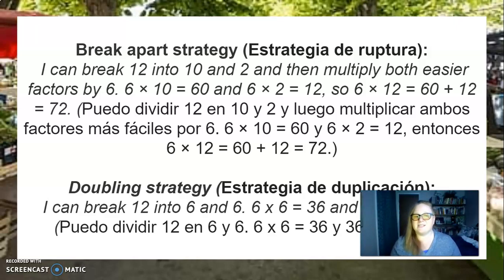Another way that you could do it is using the doubling strategy. So you can break 12 into 6, right? And the original problem was 6 times 12. So if I break 12 in half into 6, what I'm doing is 6 times 6. And then all I have to do is add 36 to 36 again. So that way I'm doubling it, if that makes sense, because I broke 12 in half. And so then I had 6 times 6, which is how I got that. So now I have 36 plus 36 equals 72.